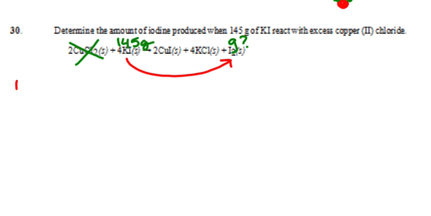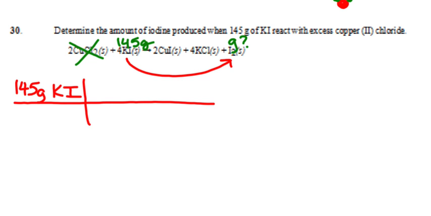I'm going to start with my given, 145 grams of KI. Now I want to cross the mole bridge, so I have to be in moles. So for every 1 mole of KI, how many grams? 156 or 166?